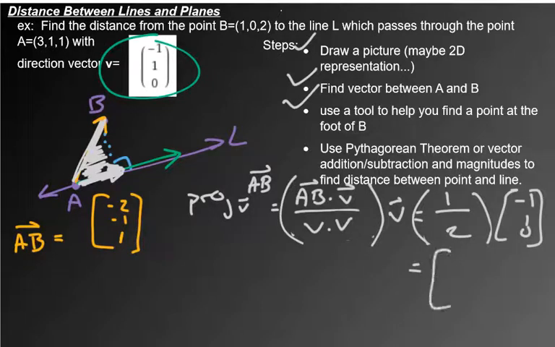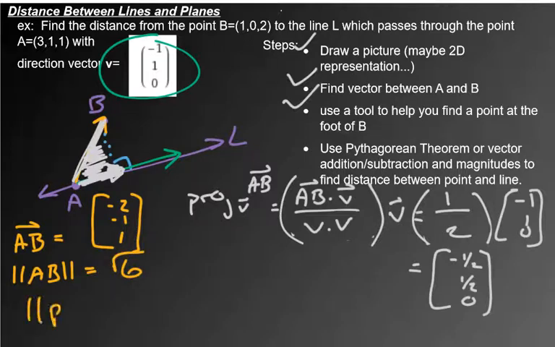So the projection of AB onto V would just be negative a half, and then 1/2, and then 0. And now we actually did need the magnitude of AB for the Pythagorean theorem. That was square root of 6. We need the magnitude of that projection vector, which is going to be just the square root of a half, right? Because it would just be 1/2 squared plus 1/2 squared.